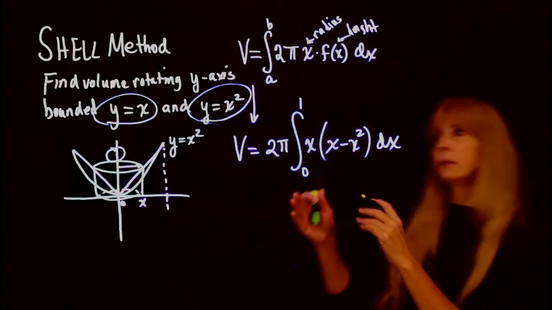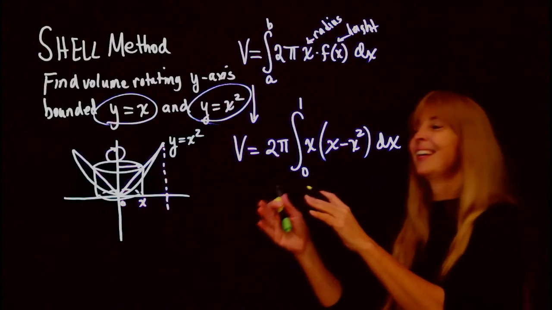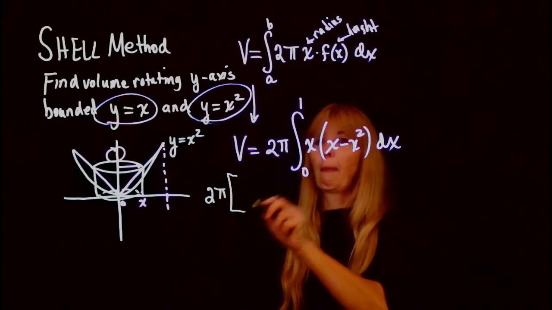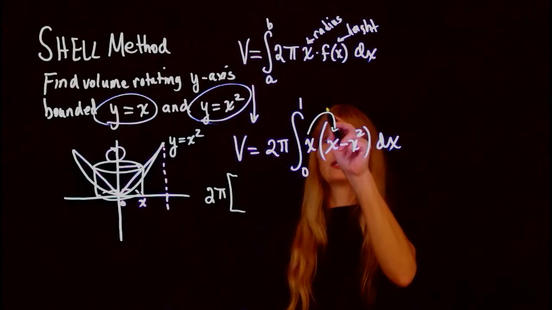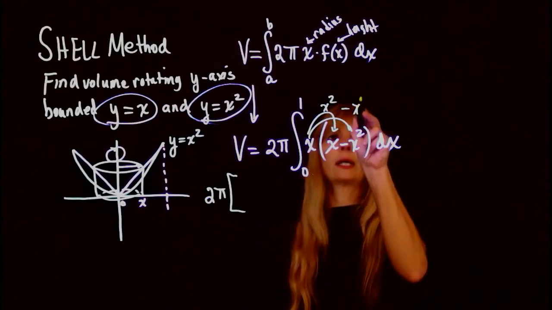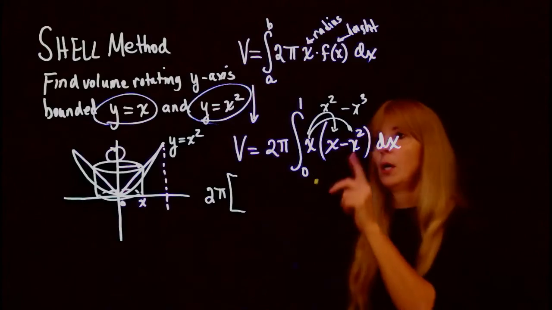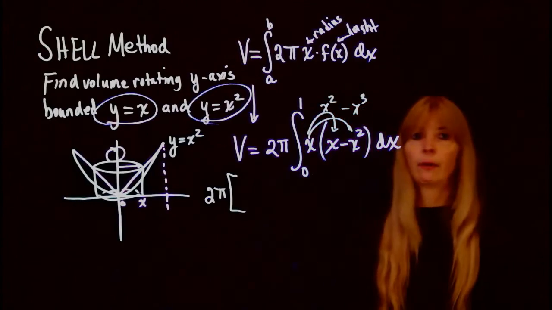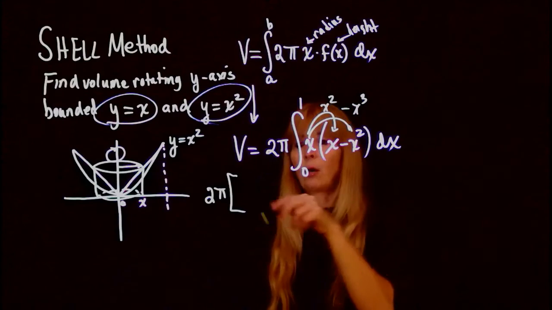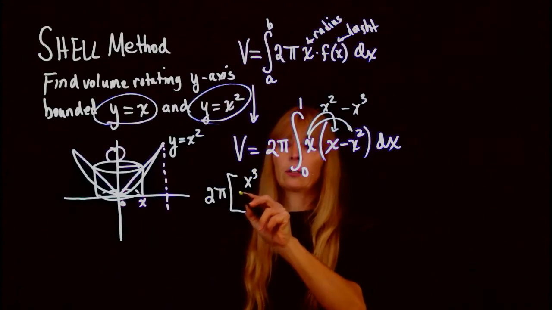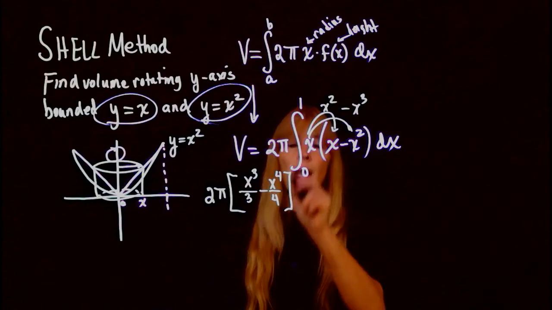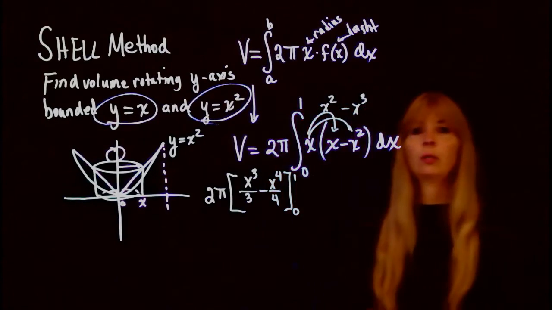So get on this side so you can see me. Our antiderivative, I throw the 2 pi out front. I'm going to distribute this, so that becomes x squared minus x cubed, right? So down here, how do you find the antiderivative? You remember, we add 1 to my exponent, and that's also the denominator, so I get x to the third over 3 minus x to the fourth over 4, and I'm evaluating this from 0 to 1.